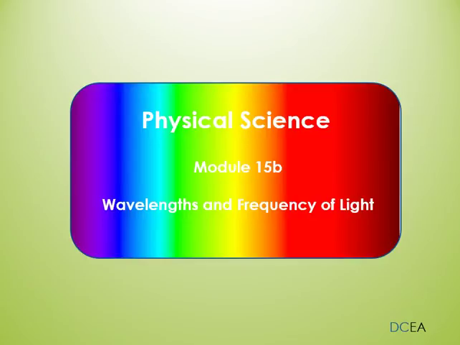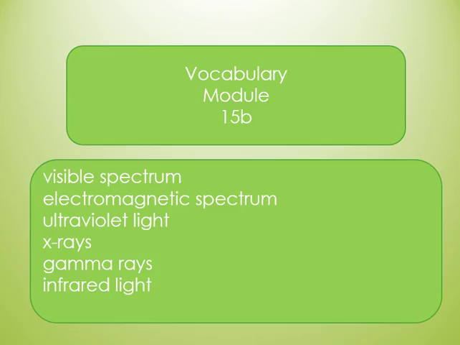Physical Science, Module 15B. We'll be talking about wavelengths and the frequency of light, or light frequencies, I should say. Our vocabulary words: visible spectrum, the electromagnetic spectrum, ultraviolet light, X-rays, gamma rays, infrared light.